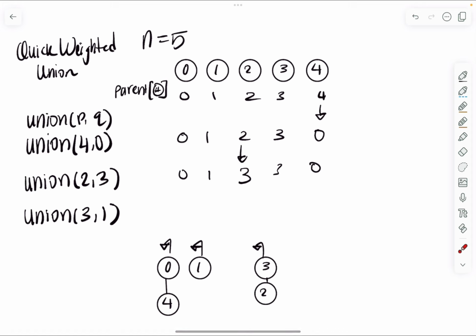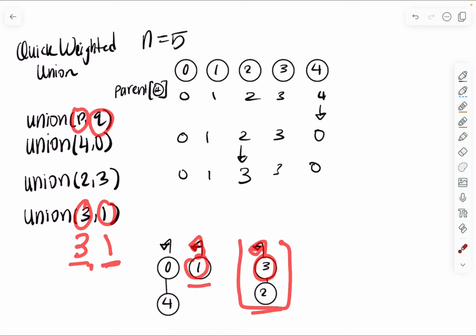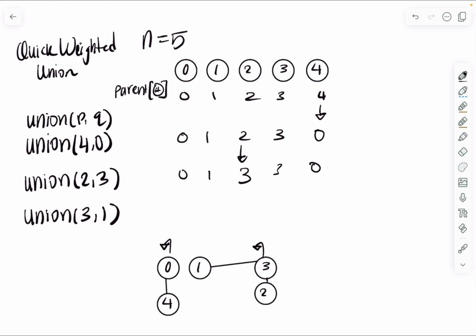And finally, here's where the real difference comes in weighted union. Find the root of the people, that's 3. Find the root of the queen, that's 1. Because the size of this one is bigger and this one's smaller, we want to always connect the smaller to the bigger one. So then that means that 1 here becomes a child of 3. Or in other words, the root of the queen becomes a child of the root of the people. So status doesn't matter anymore. So this, instead of pointing to itself, will now point to here.